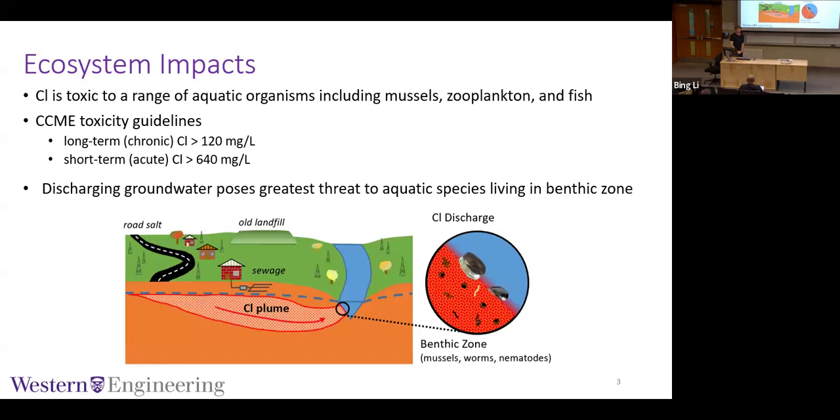And then discharging groundwater, which is what I'm looking at, poses the greatest threat to this benthic zone that I explained earlier. Because when you get road salt coming in here at the road, then it can travel in the ground and come up in the stream bed where you get these bugs and mussels living, where they'd be most greatly impacted by these higher groundwater concentrations.